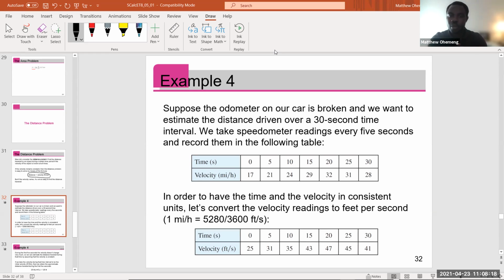So that's the idea, right? So let's illustrate this with this example 4. That will show us exactly what's happening here. So this one says, suppose the odometer on our car is broken and we want to estimate the distance driven over a 30 second time interval, right? We take speedometer readings every 5 seconds. So the actual distance that is expected to be computed is within 30 seconds. But because the odometer is broken, we are using the speedometer readings at every 5 seconds, so that we can compute the distance for every 5 seconds and then sum them all up and get an estimate of the total distance.